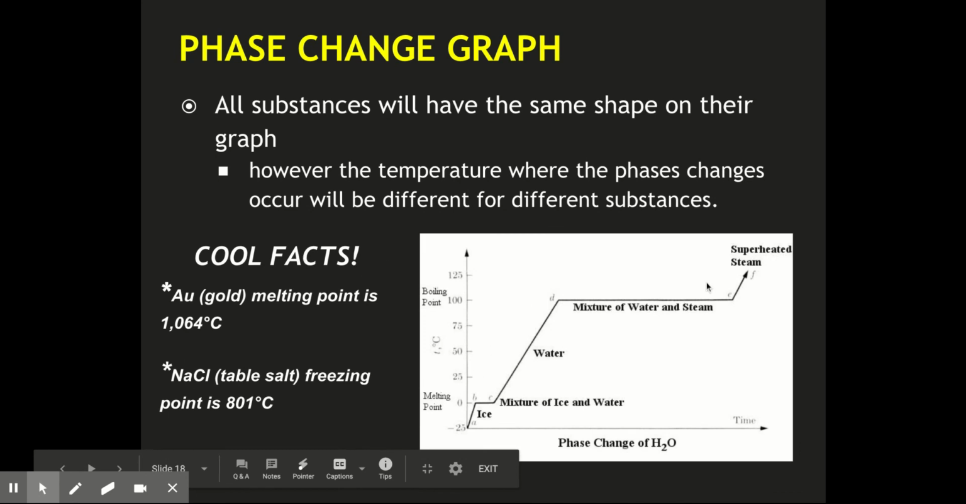So same shape, but your scale is going to be completely different because gold has a melting point of 1064 degrees Celsius as opposed to the melting point of water at 0. And table salt, NaCl, sodium chloride, has a freezing point of 801 degrees Celsius. So same shape, different scale.